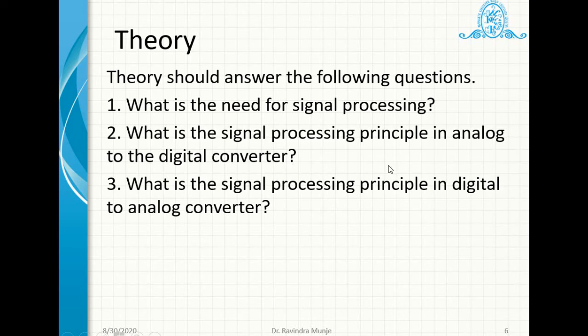What is the signal processing principle in analog to digital converter, and what is the signal processing principle in digital to analog converter? So that you can explain with the block diagram and the expected signals at the end of each block. So that is expected in the theory part of this write-up. So you can write it on your own. You can refer some standard textbooks for the same.